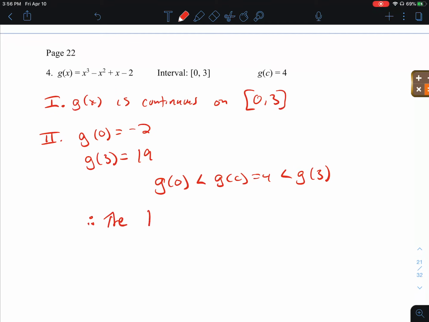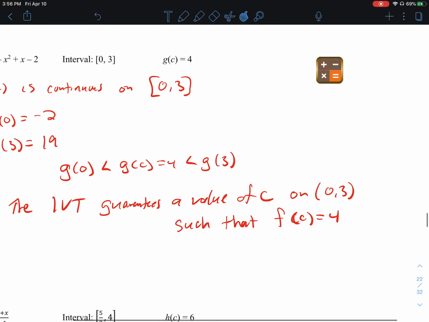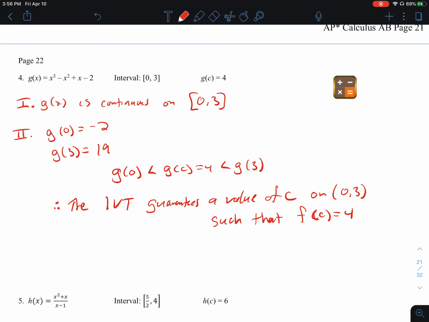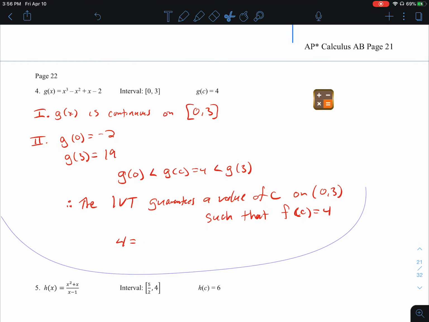Therefore, the intermediate value theorem guarantees a value of c on the interval from 0 to 3 such that g of c is 4. Now to find that value, we are going to set 4. Tell you what, just to make sure that I'm not jamming stuff together.